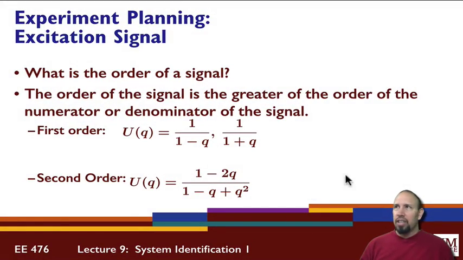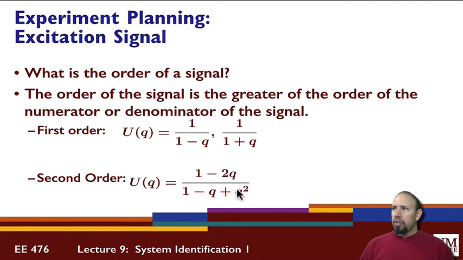So what is this deal about the order of the signal? The order of the signal is the greater of the order of the numerator or denominator of the signal. For example, these two signals in the Q domain are first order signals. This is a step input. This is a signal that alternates plus and minus 1. And these are first order signals.